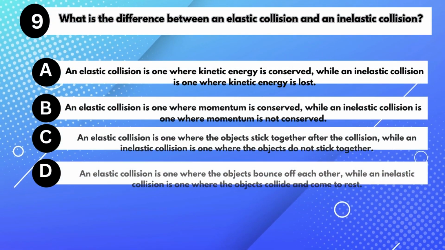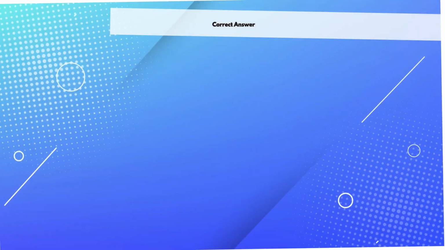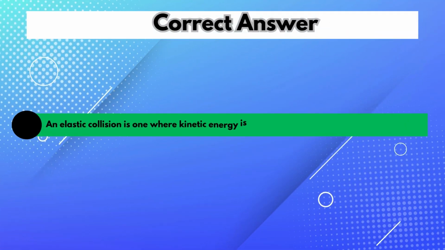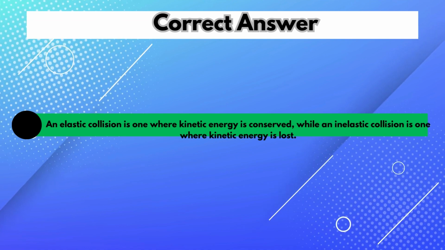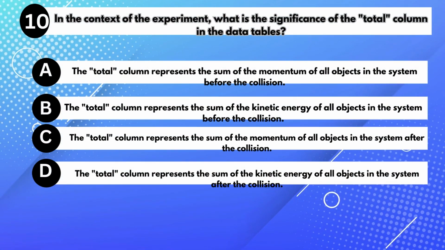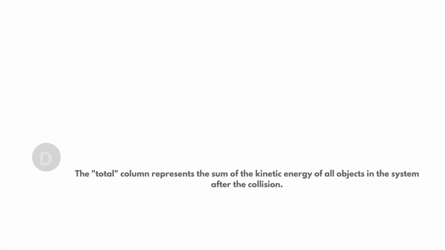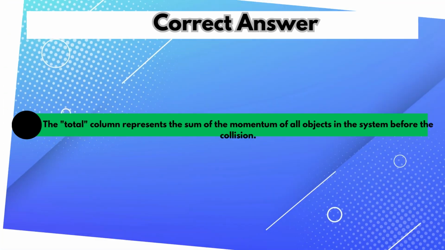9. What is the difference between an elastic collision and an inelastic collision? An elastic collision is one where kinetic energy is conserved, while an inelastic collision is one where kinetic energy is lost. 10. In the context of the experiment, what is the significance of the total column in the data tables? The total column represents the sum of the momentum of all objects in the system.